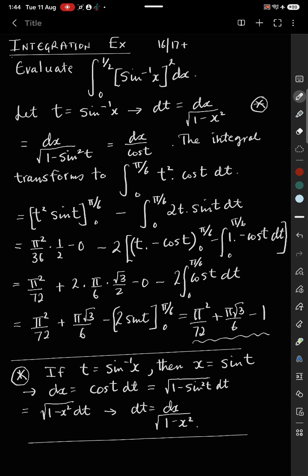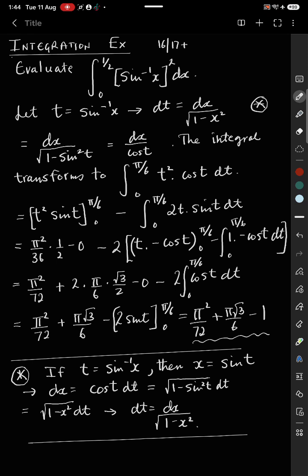So we'll use integration by parts to work that bit out. Using the rule, we have the first, which is t squared, times the integral of the second, which is sine t, between the limits 0 and pi upon 6, I won't keep mentioning the limits, minus the integral of the first differentiated, which is 2t, times the integral of the second, which is sine t dt. And continuing from there, we work out the first part, which is pi squared over 36 times 1/2 minus 0.